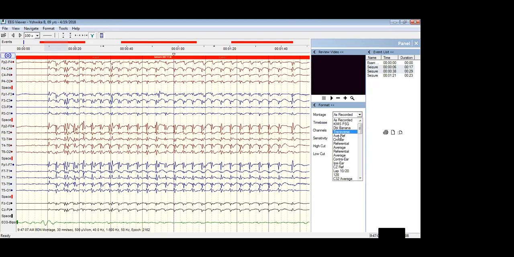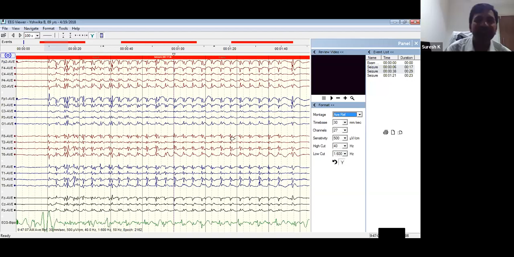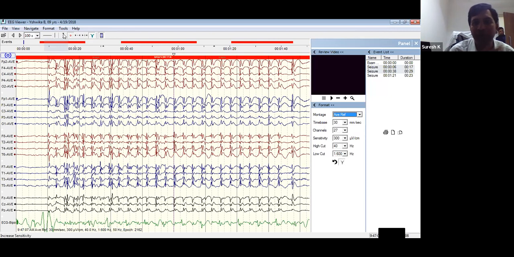So again, there are generalized spike and wave discharges being seen. As it is lasting for 10 seconds, we can consider it to be an electrographic seizure. I am not able to show the video, but this is a typical absence seizure. I can increase the sensitivity a little bit. You can see spike and wave like discharges, and the spike and slow wave is like a dome.